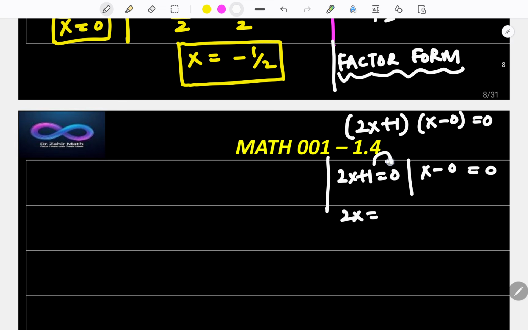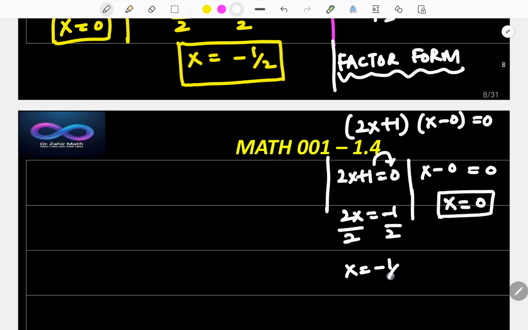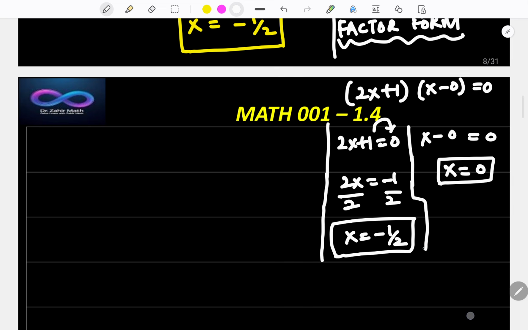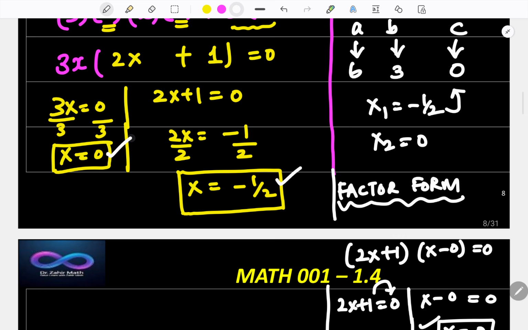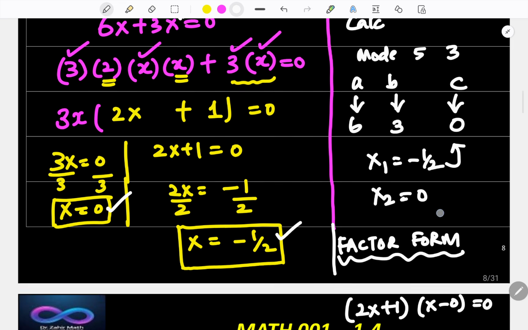So 2x equals negative 1, the 1 goes that side as negative, and x minus 0 means what? x, which is x equals what? 0. By 2 by 2, so x equals negative 1 over 2. So this is the solution for this equation. Clear, all of you? x equals negative half, x equals 0. Look here, the same answer, you got it. You can choose any one method, no problem.